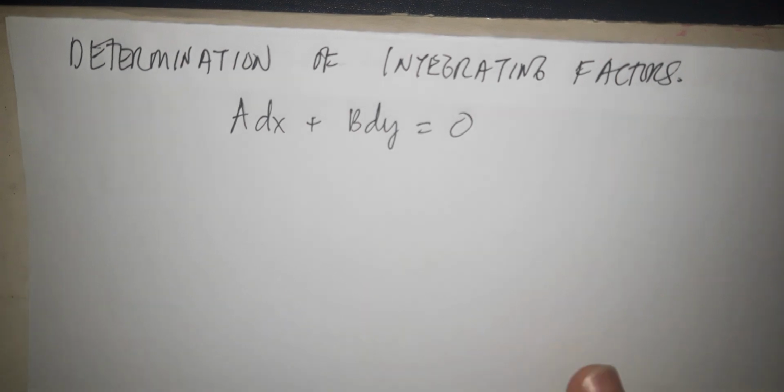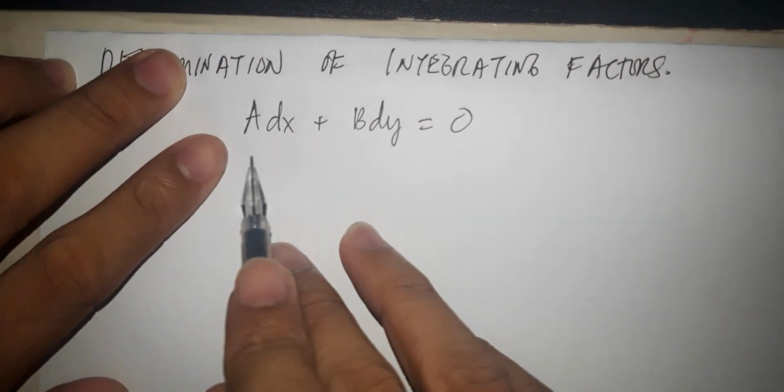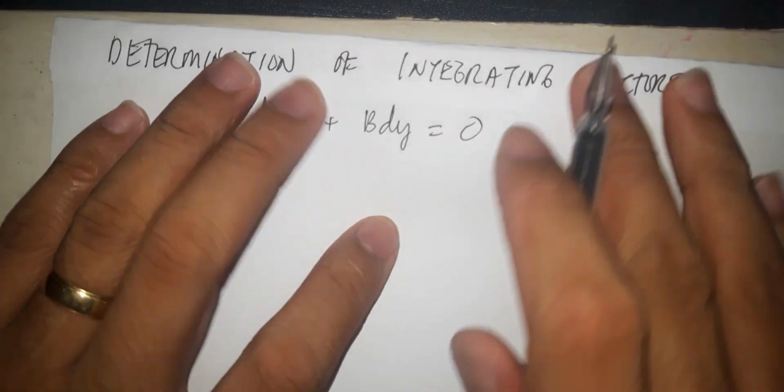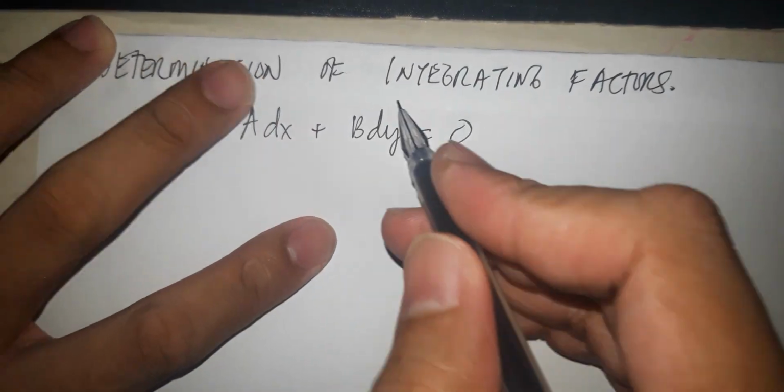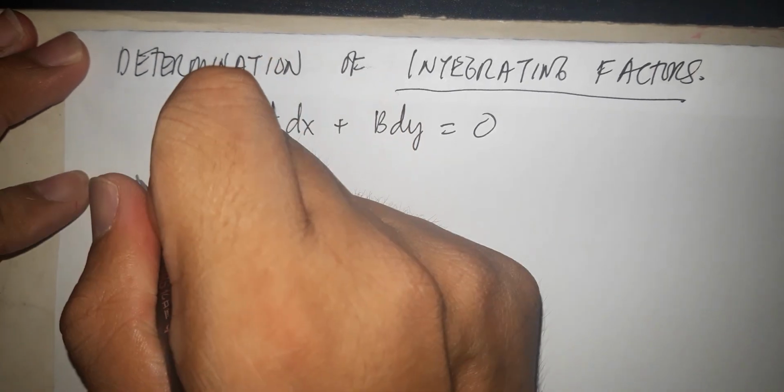So this is the solution kung hindi gumana ang ating sharingan at ang ating byakugan. So ang ating form ay A dx plus B dy is equal to 0. So there are ways kung paano natin makukuha ang integrating factor. So makukuha natin yon sa 3 ways.